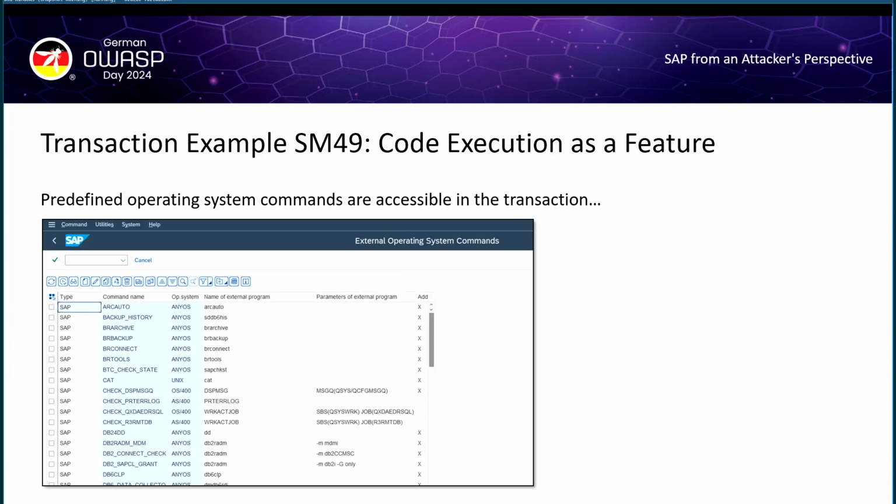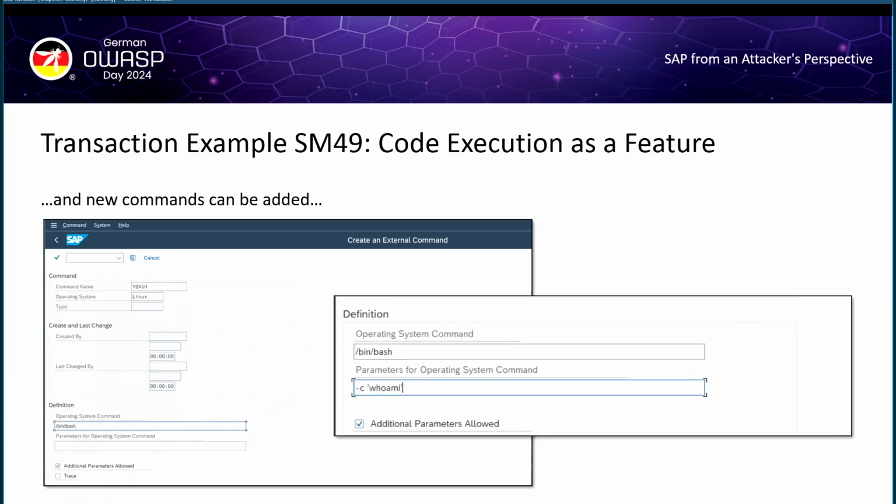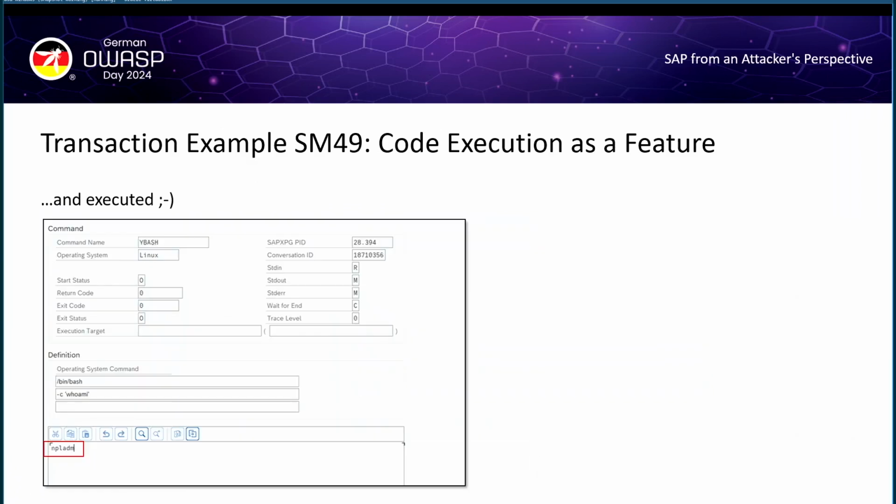However, sometimes that might not be enough. You want to run something else. And you can also add your own commands that you want to run. In this example, it's just bash with whoami as a proof of concept. And here we have then the output, which is the username, the administrator that runs the SAP system on the server.